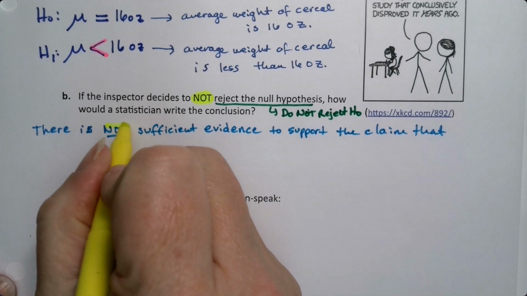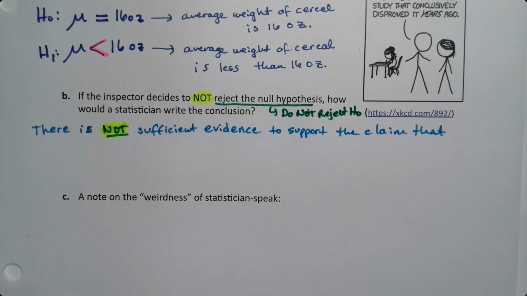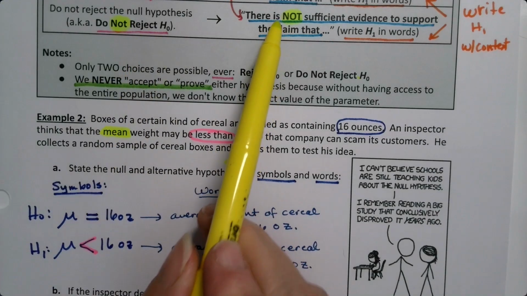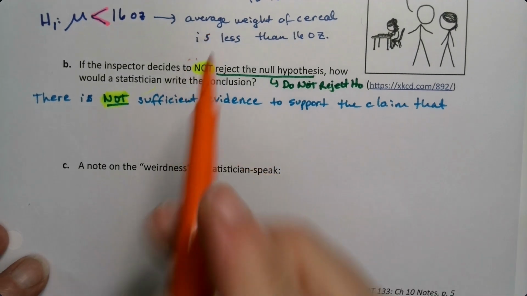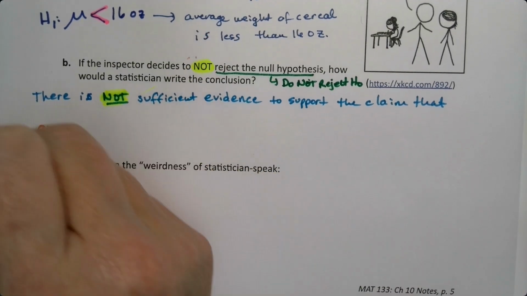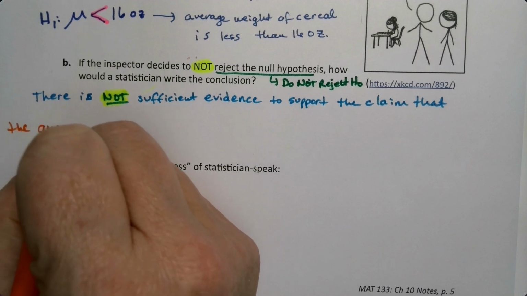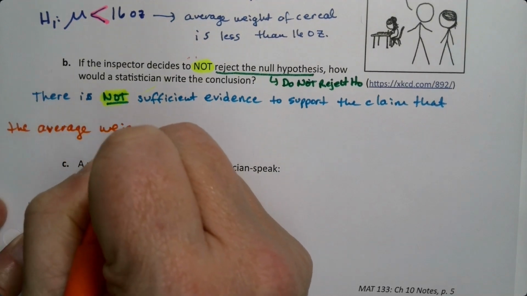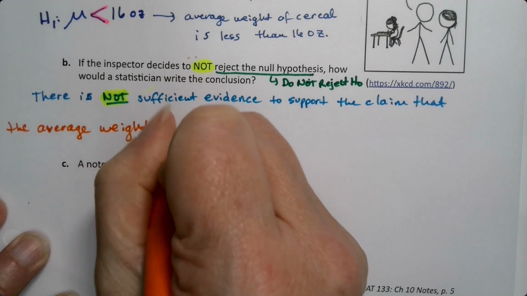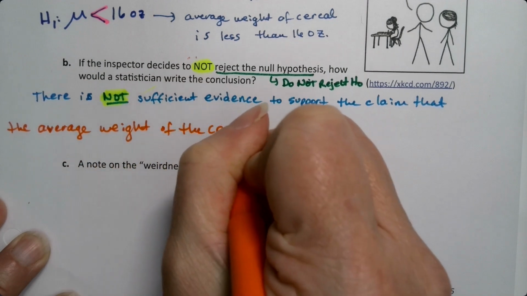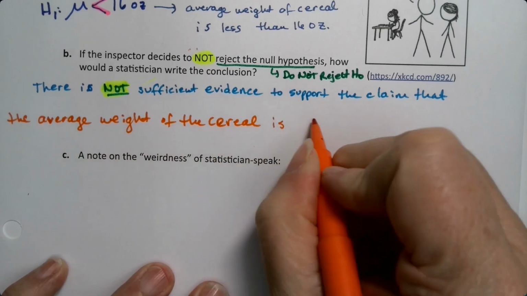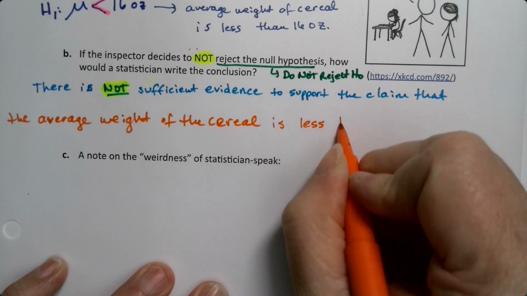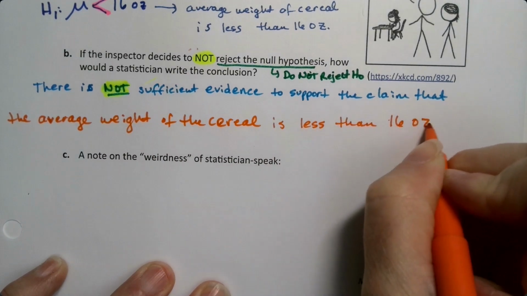The only thing that ever changes in it is the word not. Sometimes not is there and sometimes it's not. So in this case it is, because this was a not reject. And then you write what the claim was. So the claim is your H1. We actually already wrote it. That the average weight of the cereal, I'm being a little more fancy with it, putting in some articles here, the cereal, is less than 16 ounces.